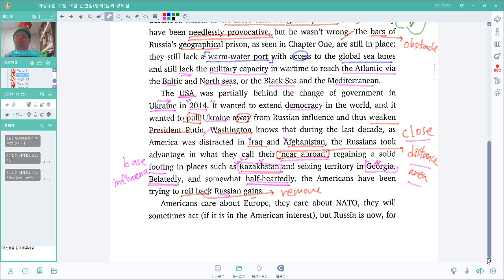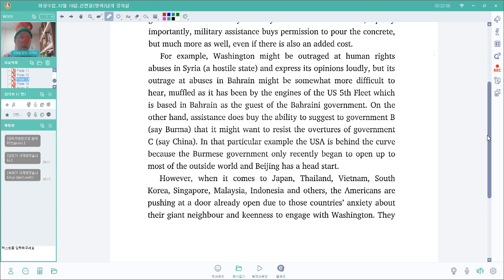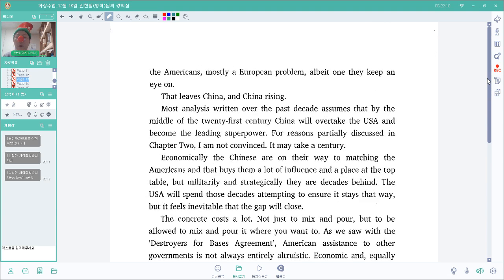But now Russia, for the overall part, for Americans, is a European problem. Russia is not a serious threat, not a serious rival for America. So America considers Russia a European problem, albeit one they keep an eye on. Although America keeps an eye on the Russian situation, in general they consider Russia a European problem.